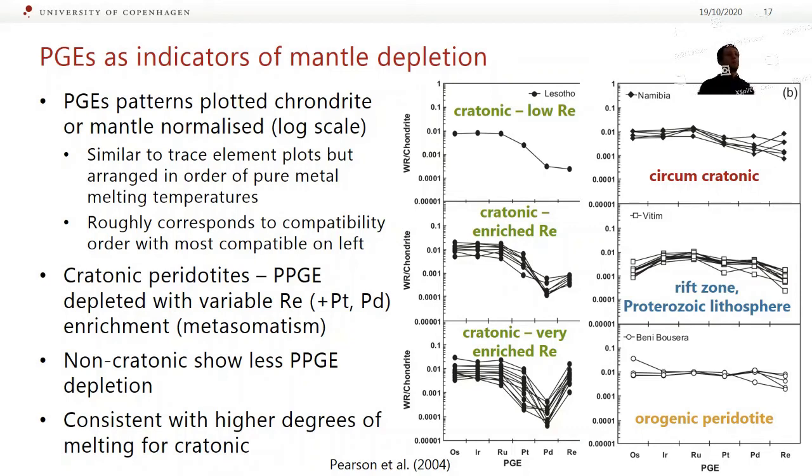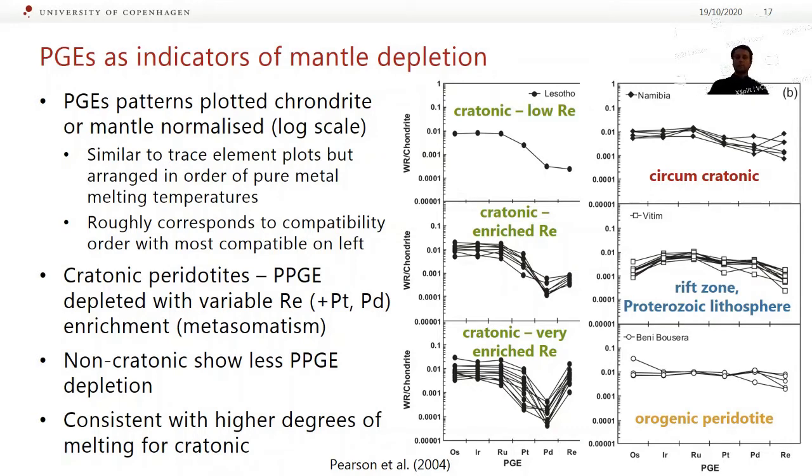So this is consistent with what we were saying. The PPGs are incompatible after 10 to 20% melting, and they get extracted into the melt, and the residue is left depleted in PPGs. However, for all of them, the IPGs are pretty high and they're flat. They're not really going anywhere.